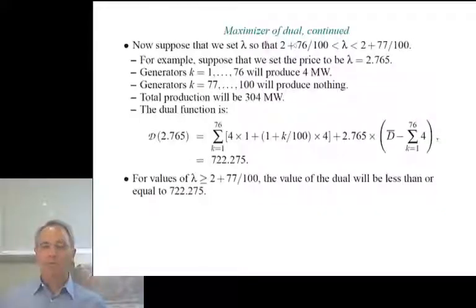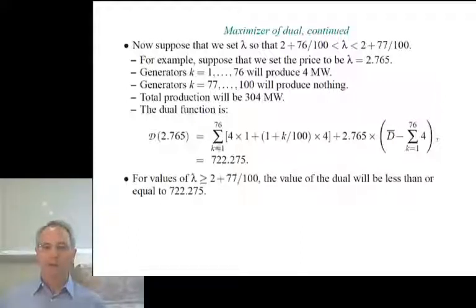On the other hand, if we push the lambda a little bit larger, let's make it a little bit bigger than 2.76, for example, lambda equals 2.765, then we'd find that generators 1 through 76 would produce 4 megawatts, 77 through 100 would produce nothing. Total production in this case would be 304 megawatts. This is more than we wanted. The previous case was less than we wanted.